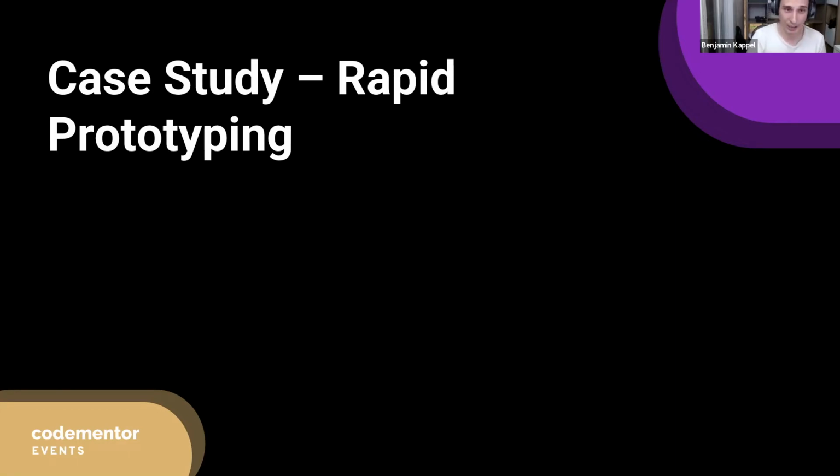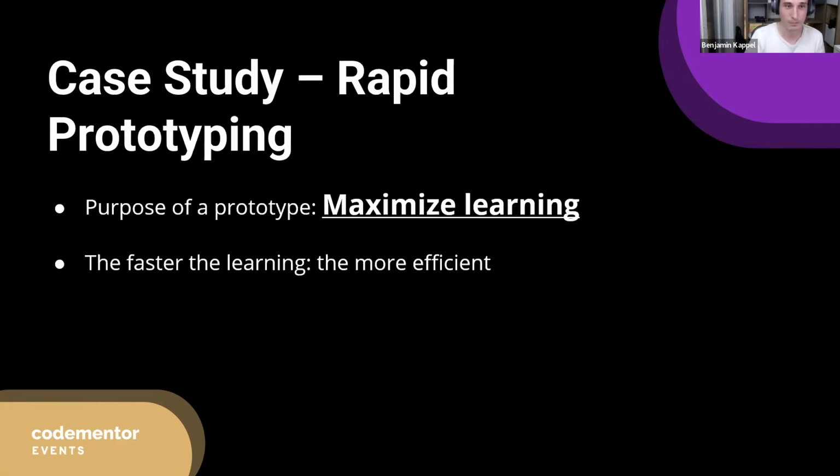For rapid prototyping, the entire purpose is to maximize learning. So an ideal prototype means that with no time, we can learn the most. The faster the learning, the more efficient the prototype. And again, in these startup scenarios, each week matters a lot. If we can cut development times, if we can create prototypes faster, the opportunities to discover a sustainable business model rise significantly.